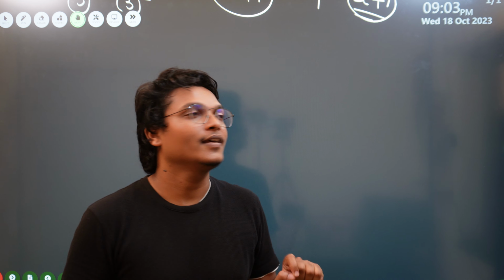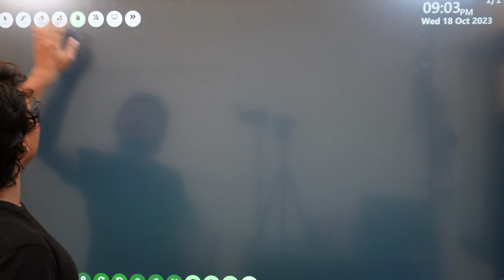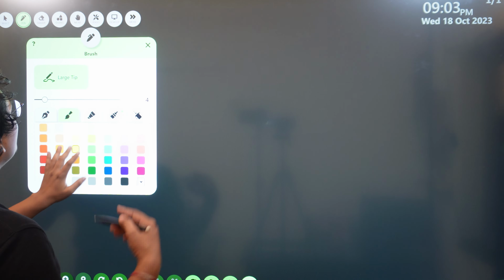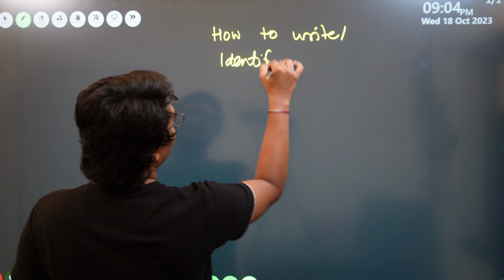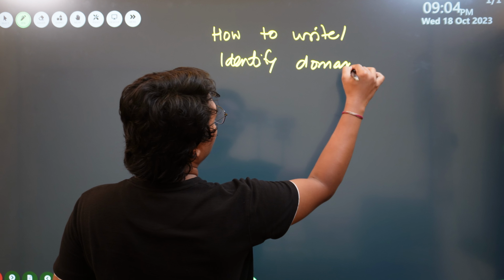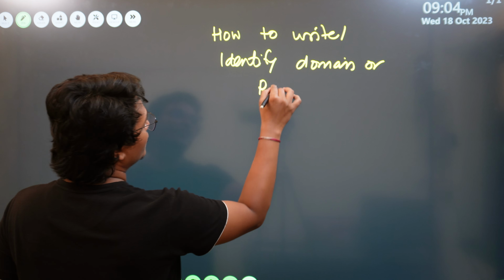Right? Now see. Now let us understand how to write domain and range. This is the biggest question. How to write or identify domain or range? Okay?